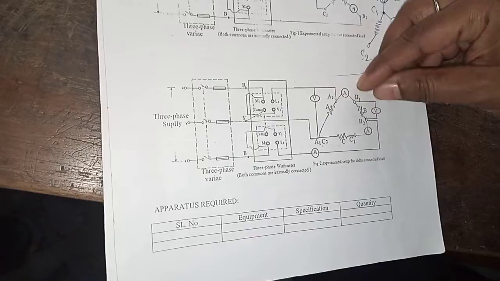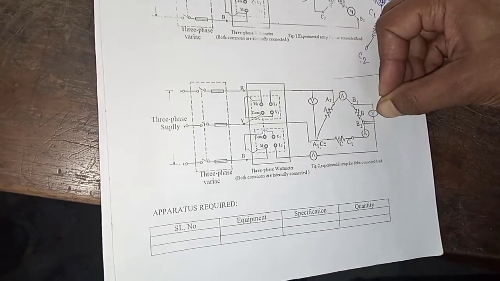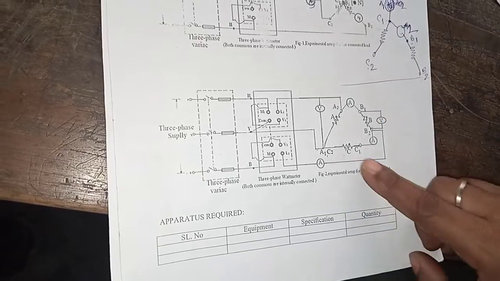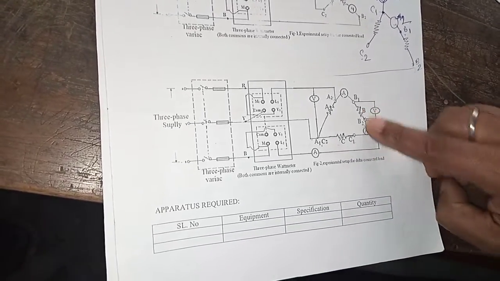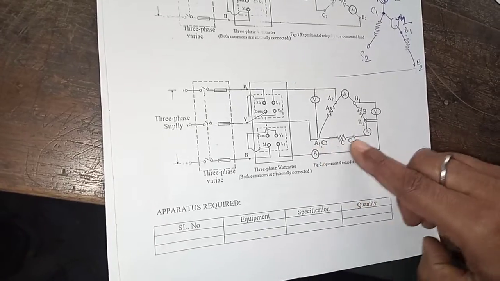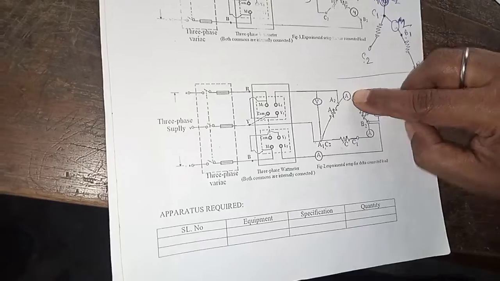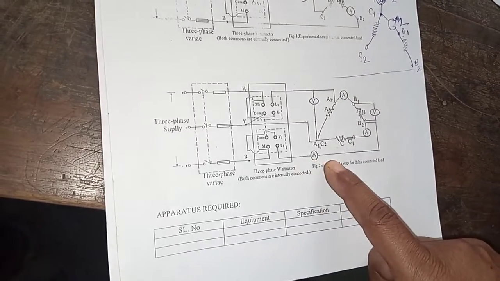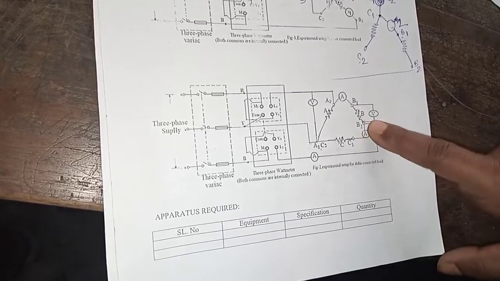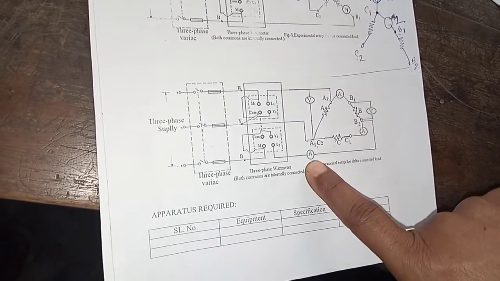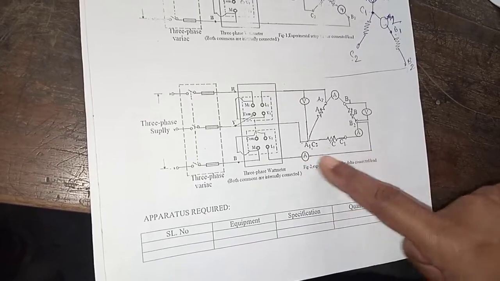Suppose for the B phase we are measuring here, between B1 and B2 we are connecting a voltmeter which is measuring the phase voltage, and the corresponding phase current for B phase it is measuring. For C phase it is measured by this ammeter, for B phase it is measured by this ammeter, and the corresponding line current is measured by this ammeter. So two ammeters are measuring two different phase currents, and one ammeter is measuring the corresponding line current.